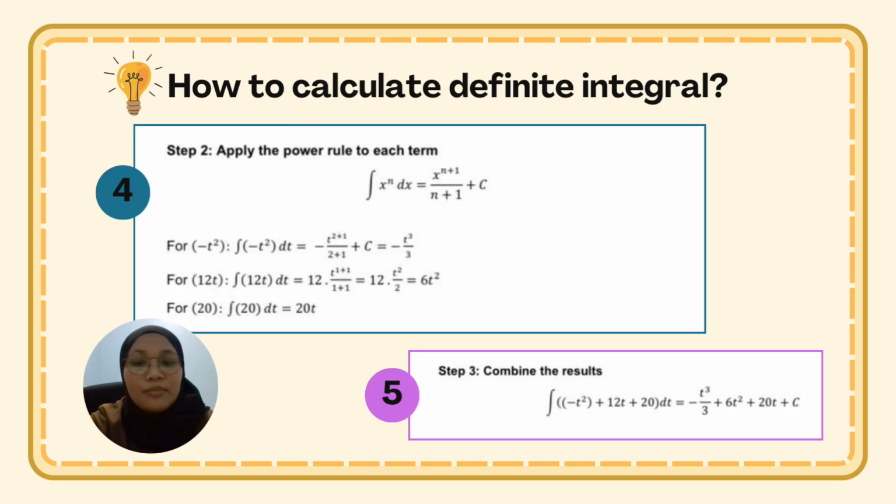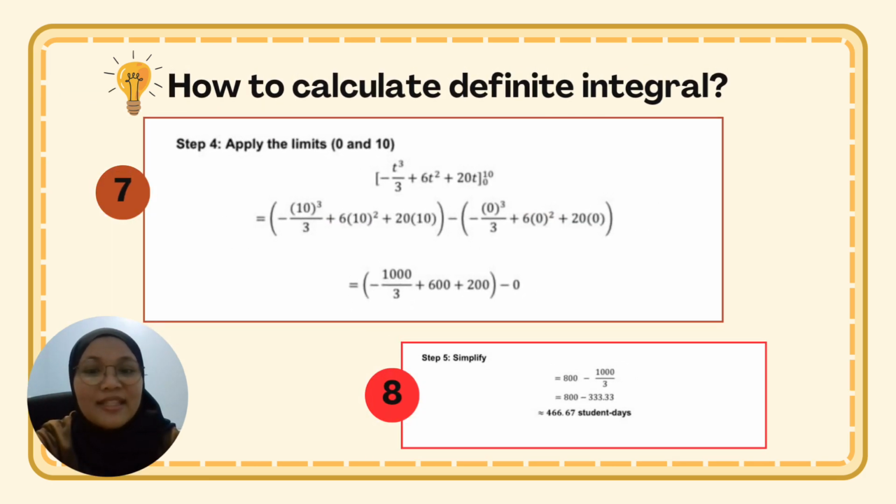The formula of the power rule is x to the power of n plus 1 over n plus 1, plus c. So, for negative t squared, we get negative t cubed over 3. For 12t, we get 6t squared. For 20, we get 20t. After that, we have negative t cubed over 3 plus 6t squared plus 20t plus c.